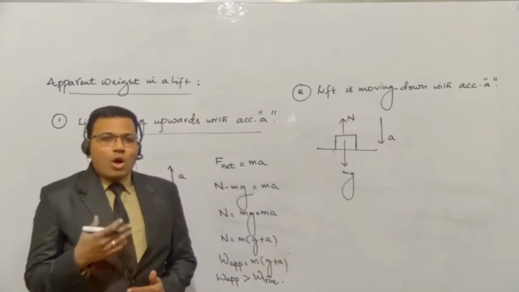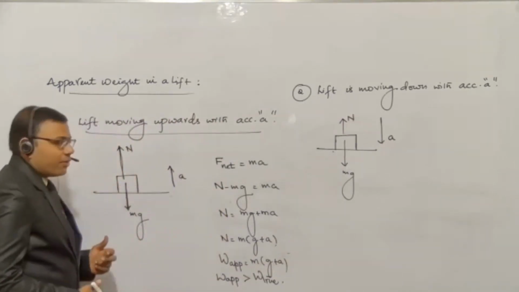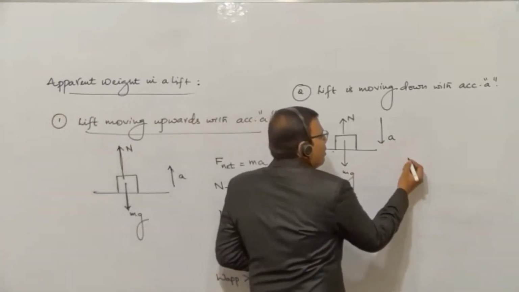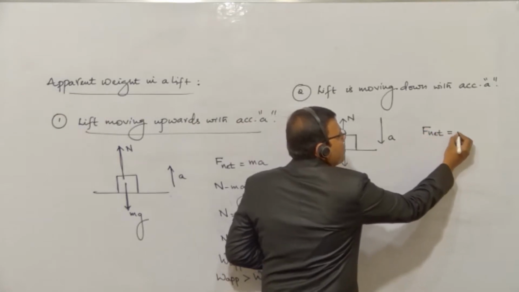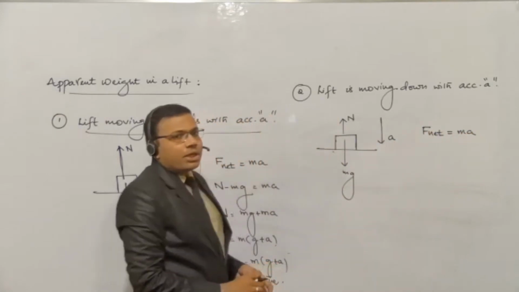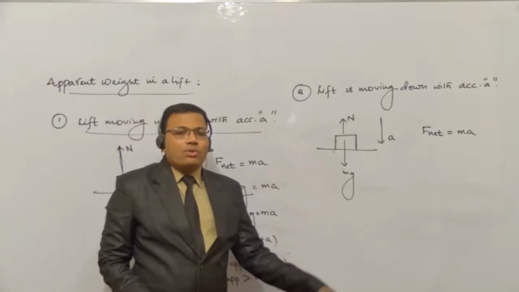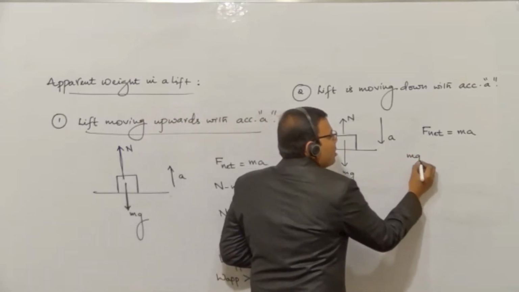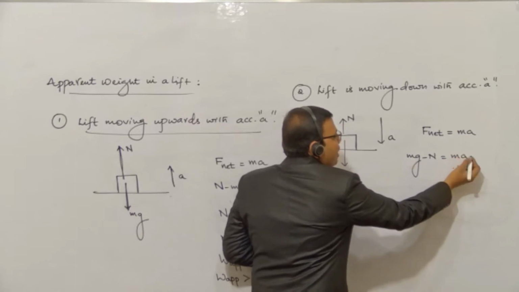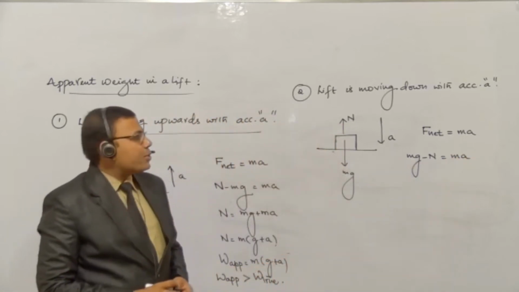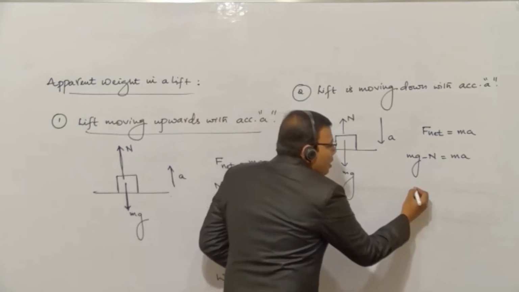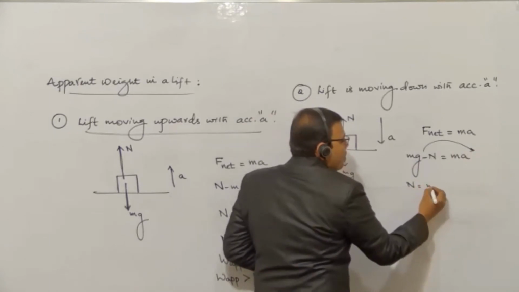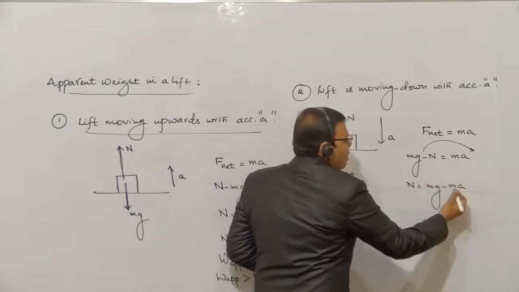How will we approach this? The same approach that we have just seen, we have to follow: F net equals ma. What is F net here? It cannot be N minus mg because the lift is moving down, so you have to consider mg minus N. So mg minus N equals ma. Mg minus N equals ma. So what is this N? If I take this N here, then N equals mg minus ma.